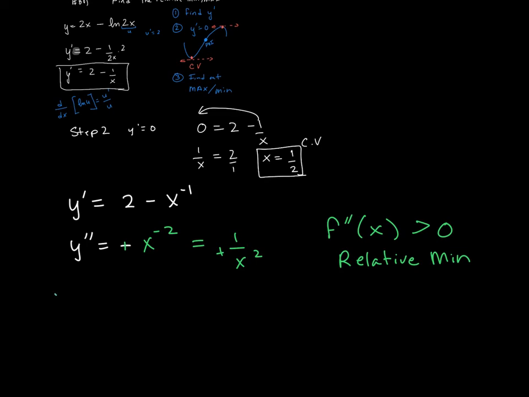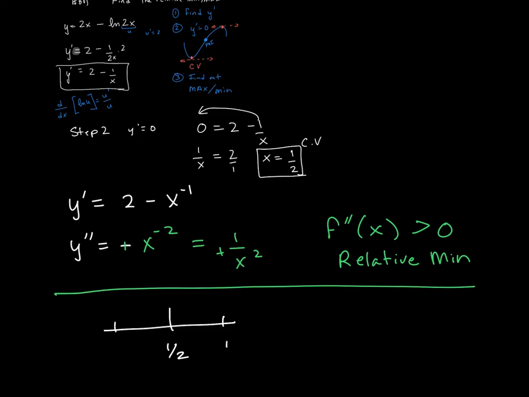The other way we talked about doing this is using intervals. So if I come back and I say, all right, my critical value is at 1/2, I want to do a test point over here at 1, and let's say 1/10, and then plug those in. And I can't use 0 here because 0 is not inside the domain, because if you remember, we have the natural log of 2x in part of our function, and whatever is inside of that log function, that must be strictly greater than 0. So 0 is not inside my domain, which is why I want to use 1/10.